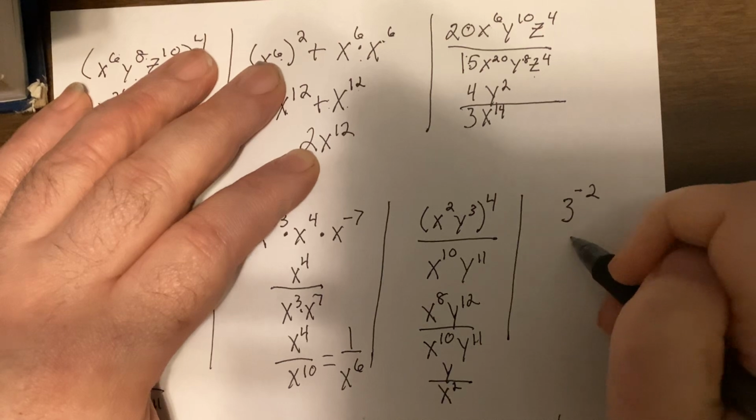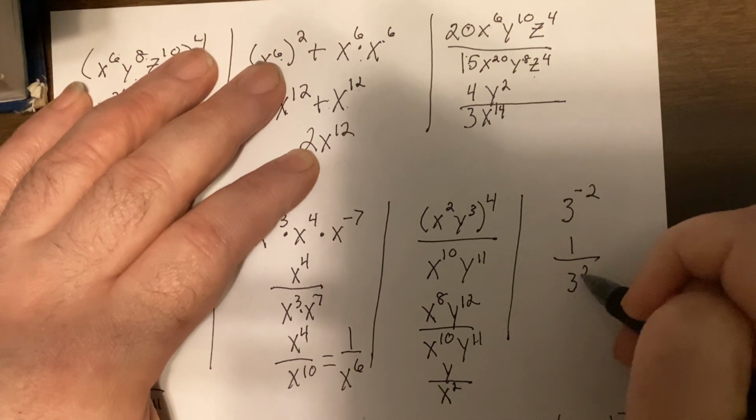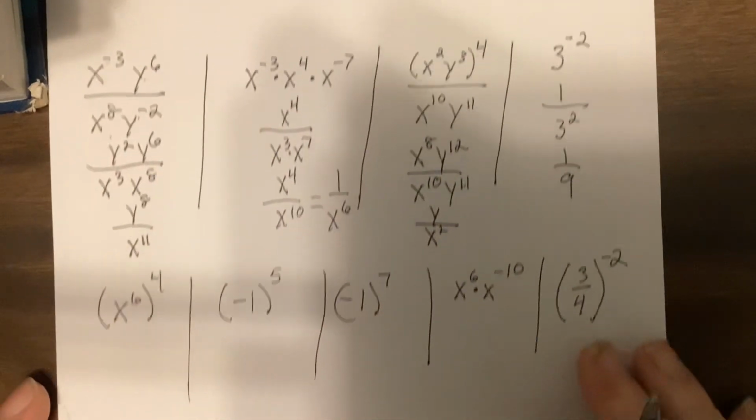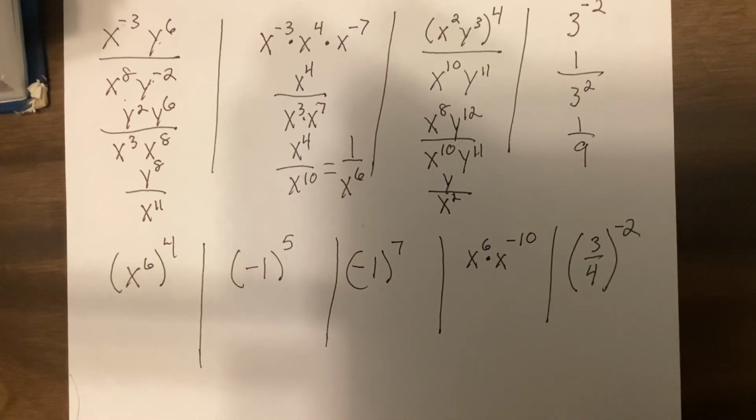Negative means flip it. A square means square it, so it's 1/9. Okay, do this round. This is a quick round, I do believe.